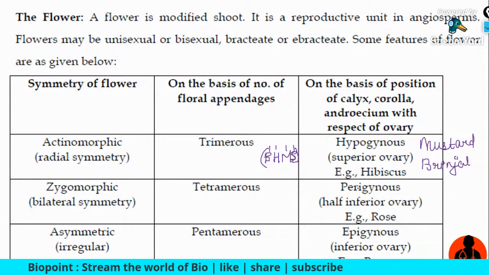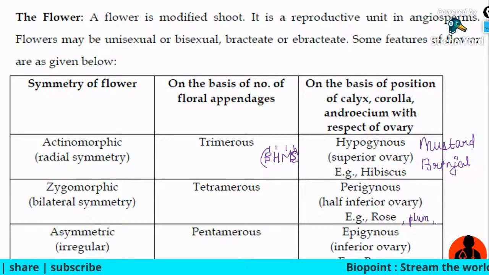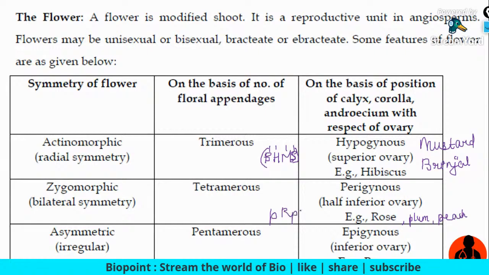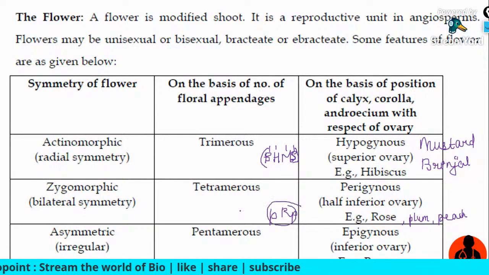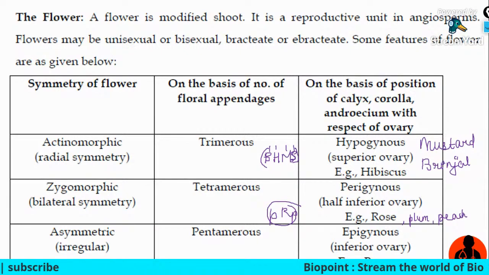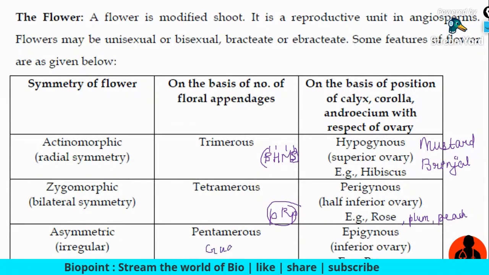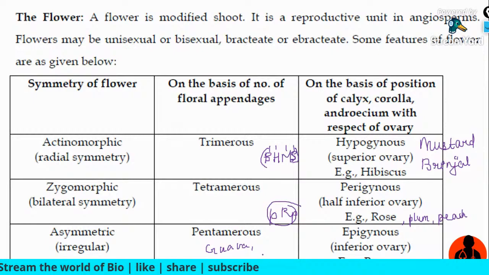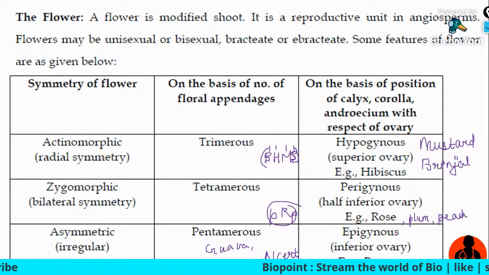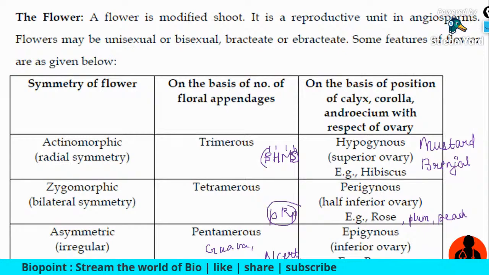Second one, perigynous ovary is found in plum, rose, peach. Code PRP: plum, peach, rose, perigynous ovary. Epigynous means you have the inferior ovary, which is seen in guava, cucumber. The frequently repeated, guaranteed one: ray florets of sunflower. Refer to NCERT, everybody. Ray florets of sunflower, cucumber, and guava have the inferior ovary or the epigynous ovary.